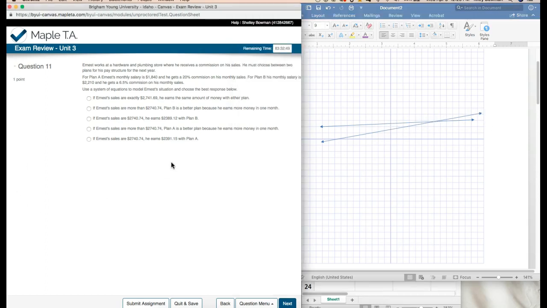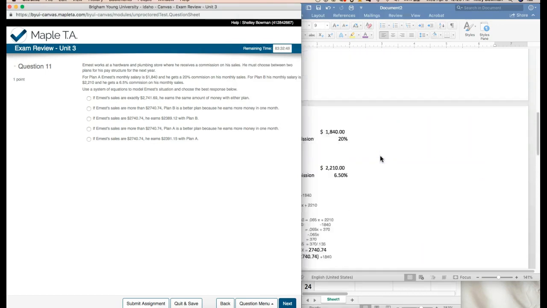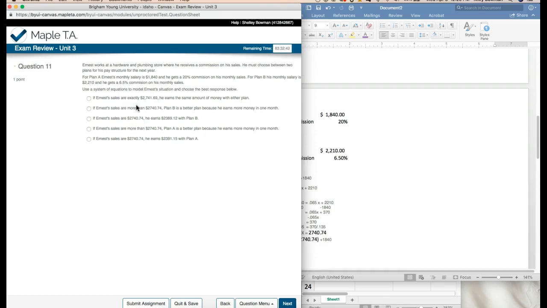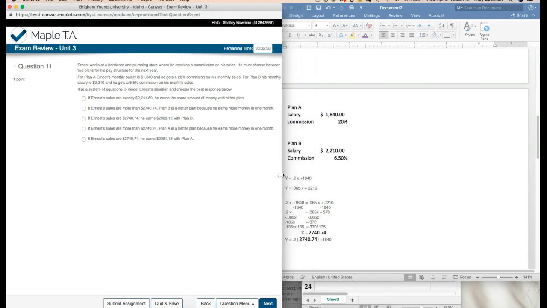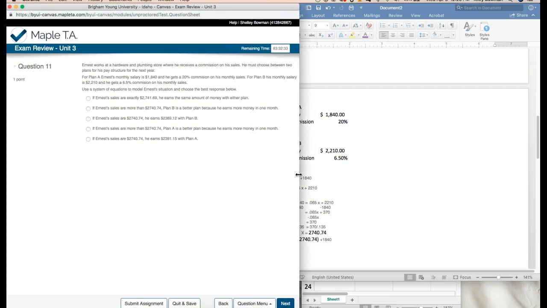Okay, so if Ernest's sales are exactly $2,741, is that what we got? Ours was a little different. Ours was 2,740 and 74 cents, and it was another 0.74, but I rounded to the nearest penny. So this one is actually not the same as what we got. And it says he earns the same amount of money with either plan. So I'm not going to say that because that's not what my answer was.